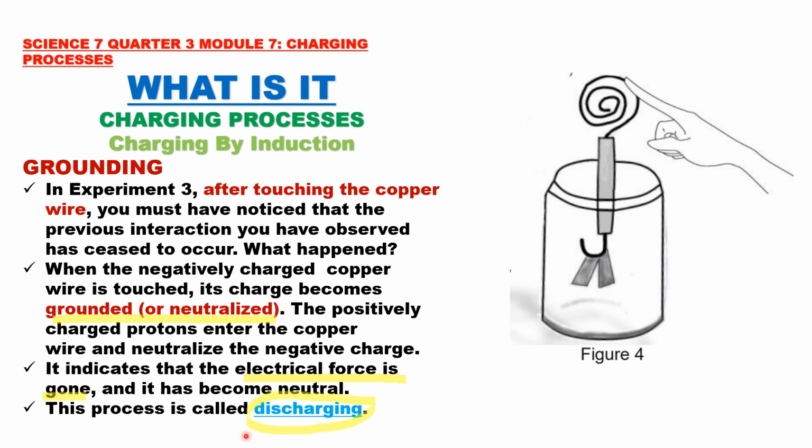So in experiment number 3, when we touch the copper wire, the positively charged protons enter the copper wire and neutralize the negative charge. So yung ating copper wire ay naging neutral. So dahil neutral na yung copper wire natin, pati yung strips of aluminum foil na nakasabit sa hook ng ating electroscope ay naging neutral na din. So, naging neutral sila, nawala na yung electrical force, so yung ating strips of aluminum foil ay nagdikit na. Okay? So, we call this process as discharging or removing of charges.